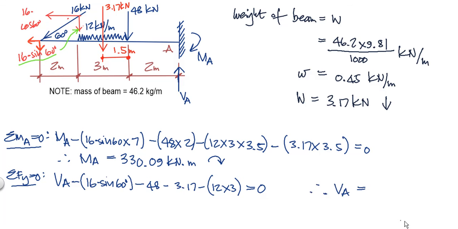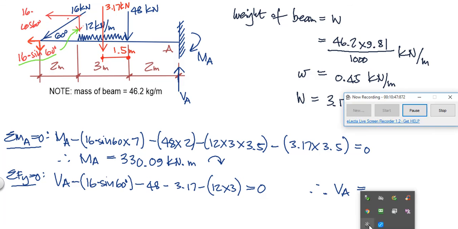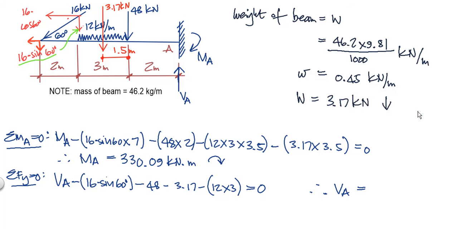let me just pause this for a second and get the correct answer. Okay people, VA, I got that to be 101.03, and it's a reaction, so it's kilonewtons, not kilonewton meters, okay? And because the answer is positive, it means that VA upwards is in fact correct. Right, I'm going to sum horizontals. It's HA, sorry, my apologies, I forgot to put HA in.